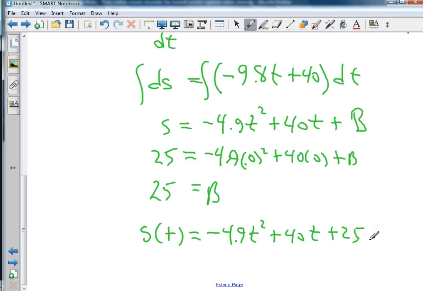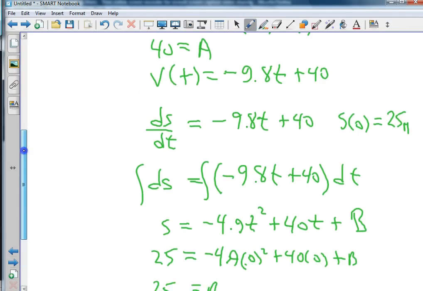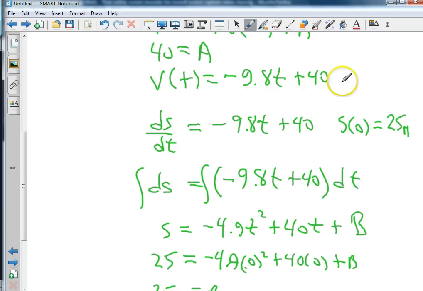We want to maximize the height function, right? The S(t) or the H(t), whatever. How high you are. How do you maximize stuff? You find where the derivative is 0 or undefined. Well, what's the derivative of S? It's V. So set this equal to 0, solve for t. That's when it hits the min or the max.